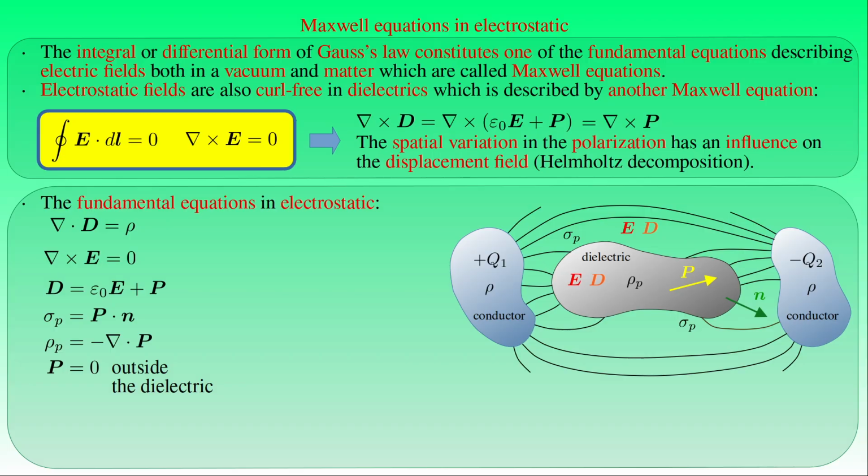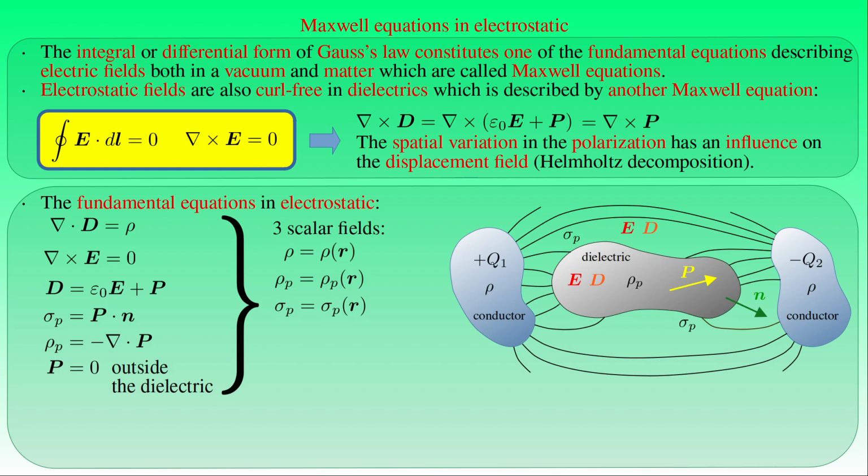This set of equations contains three scalar fields: the volume charge density ρ of free electric charges, the volume charge density ρ_P of polarization or bound charges, and the surface charge density σ_P of polarization charges. We note that the latter can be included as a singular charge density distribution in the volume charge density of polarization charges, as the volume charge density of free charges includes the distribution of free charges over the boundary surfaces of conductors. Although these scalar fields are the sources of the vector fields appearing in the Maxwell equations, the vector fields also have influence on the spatial and surface distribution of free and polarization charges.